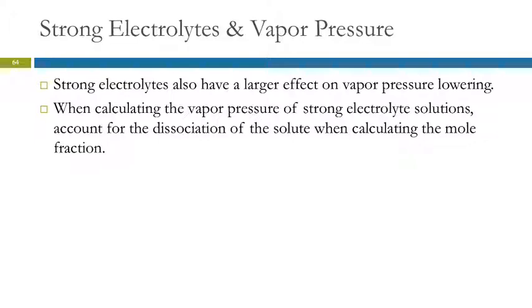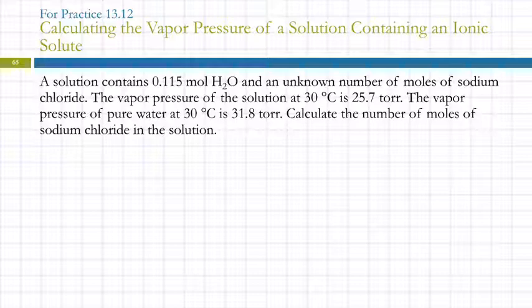Strong electrolytes have a bigger effect on vapor pressure as well. And here we have to account for the dissociation of the solute when we're talking about the mole fraction. So if we're trying to calculate vapor pressure of a solution with an ionic solute in it, here we're given 0.115 moles of water, and here's the vapor pressure of the solution, here's the vapor pressure of pure water. They're asking how many moles of sodium chloride.